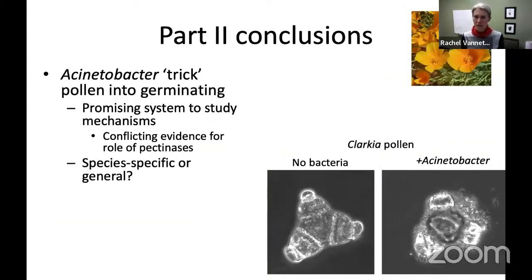We also haven't yet explored whether this effect is species specific or more general to many different types of pollen. We've done a few studies that indicate it's likely to be more general. So this is a species of Clarkia pollen with no bacteria or with Acinetobacter, suggesting that Acinetobacter can localize around pollen and potentially do something to that pollen.